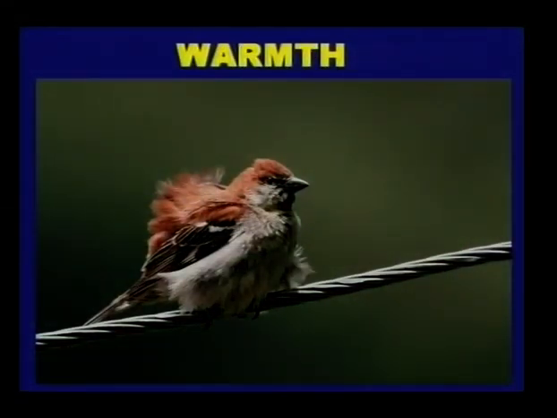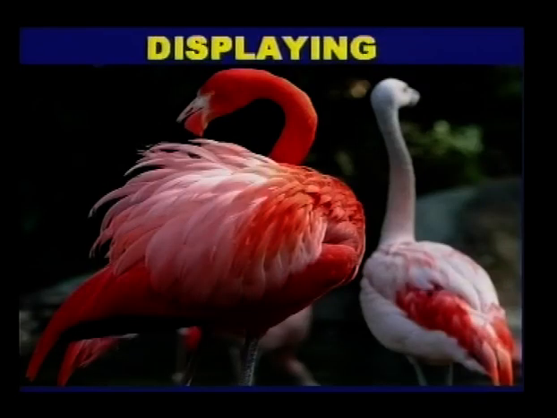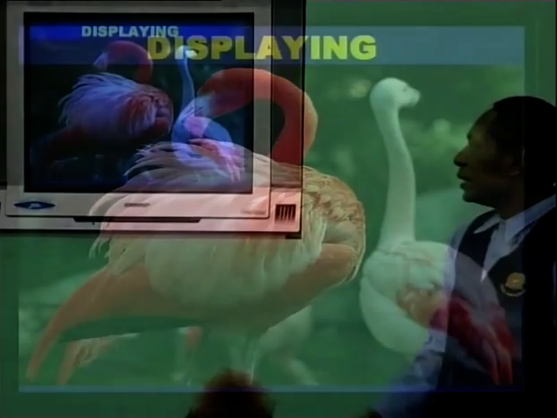Now the next one is displaying. It displays the birds. Okay, so take for example this flamingo here. The male bird is the colored one, the red one. And it's trying to attract the female one, which is of lesser color. So it's attracting the female one.